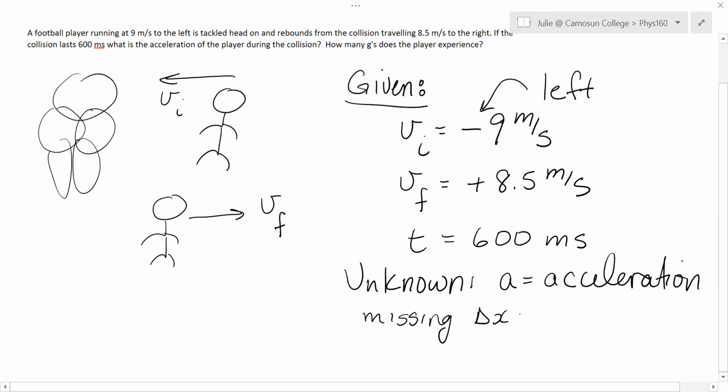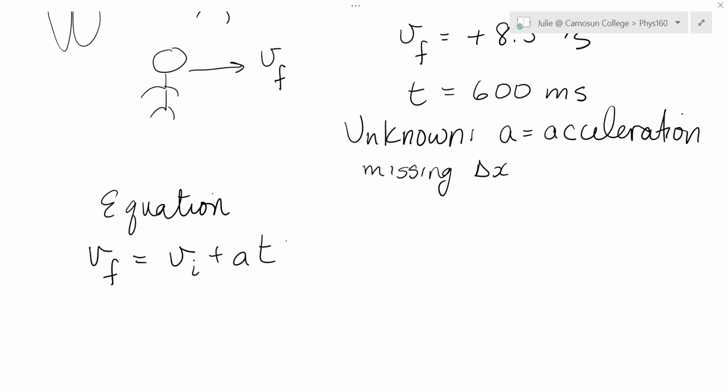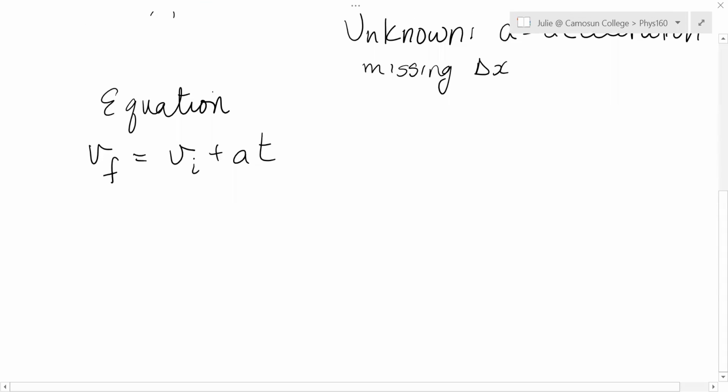So we go to the list of 4 equations, which is given on this assignment as well. And you see that the equation you want that's missing delta x is VF equals VI plus AT. Okay, next, now you do what you did on the worksheet, solve for the unknowns. We want to rearrange that equation for acceleration, which you have done on the worksheet. I think you did this actual one. And it turns out acceleration is VF minus VI divided by T.